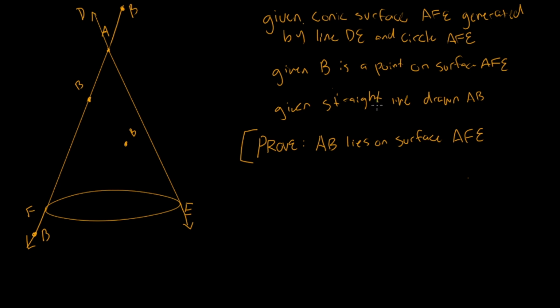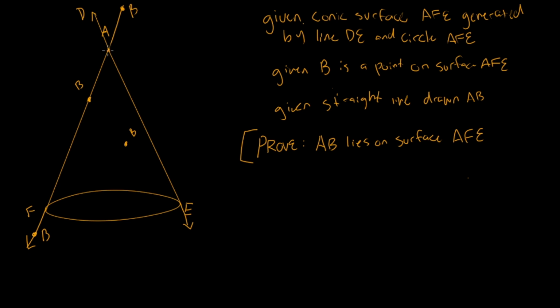And then given a straight line drawn AB, where A is the axis and B is any of these points, we're drawing a straight line and not a curved line. So given all of those things, we're trying to prove that the straight line AB, every point of it lies on the surface AFE. So let's draw some of these lines and imagine what they would look like if they were not lying on the surface AFE.